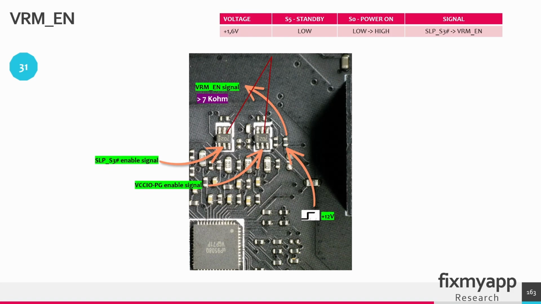Near the multi-phase PWM controllers, you see these 2 ICs. So this is a dual MOSFET in one package IC, and this is the same. The sleep state S3 enable signal is high, it will go to this pin. And the VCCIO power good signal that comes from this voltage rail will go to the main pin of this IC. When these 2 signals are present, it will create the VRM enable signal, and it creates it from the 12 volt ATX power supply.